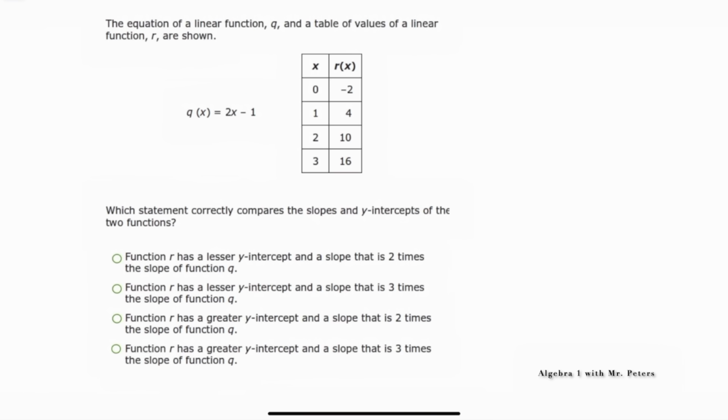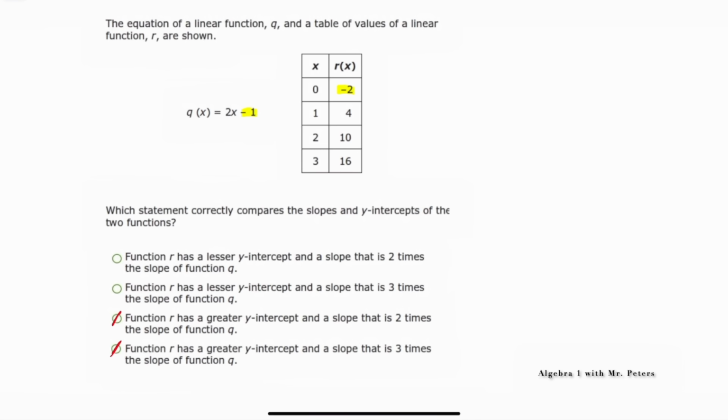So they give us an equation and a table and they want us to pick the correct statement that represents the situation. So they're first talking about the y-intercept. And when we compare both of these y-intercepts, we know that the R function has a smaller or lesser y-intercept, meaning that answer choice D and answer choice C are incorrect.